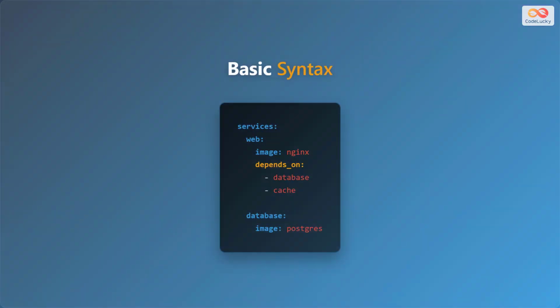Here's the basic syntax of how to use depends_on in your Docker Compose file. Inside the services section for a particular service, you specify depends_on followed by a list of services that it depends on. In this example, the web service depends on both the database and cache services. This ensures that the database and cache services are started before the web service.